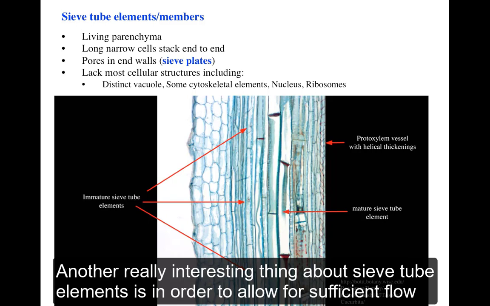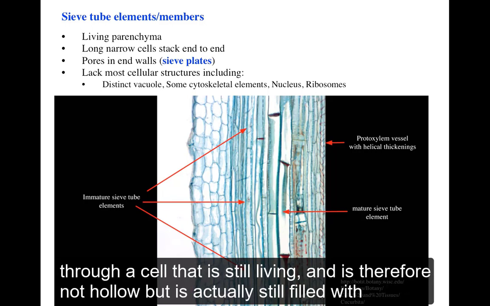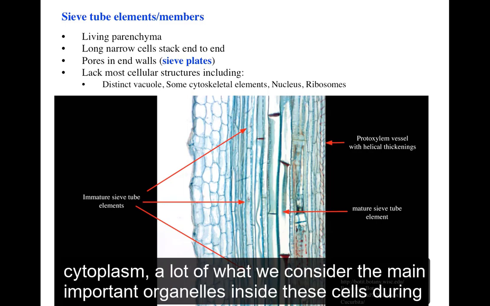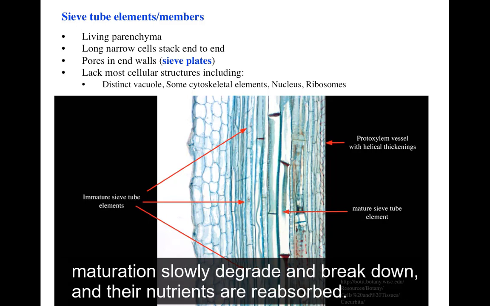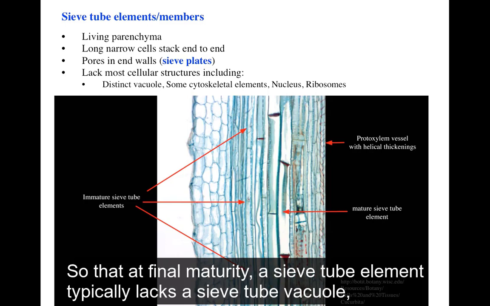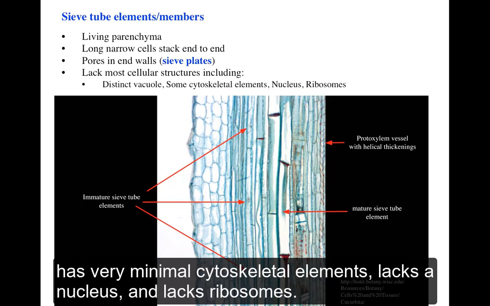Another really interesting thing about sieve tube elements is that in order to allow for efficient flow through a cell that is still living and is therefore not hollow but is actually still filled with cytoplasm, a lot of what we consider the main important organelles inside these cells during maturation slowly degrade and break down, and their nutrients are reabsorbed. So that at final maturity, a sieve tube element typically lacks a distinct vacuole, has very minimal cytoskeletal elements, lacks a nucleus, and lacks ribosomes.